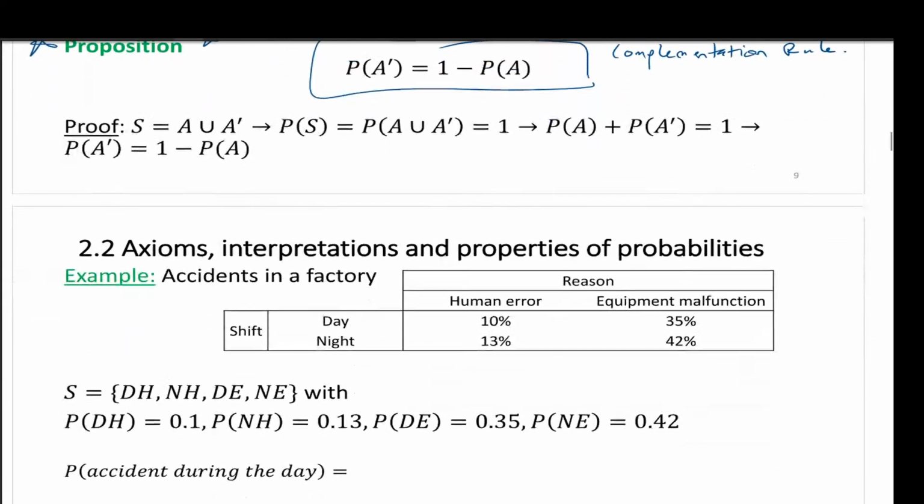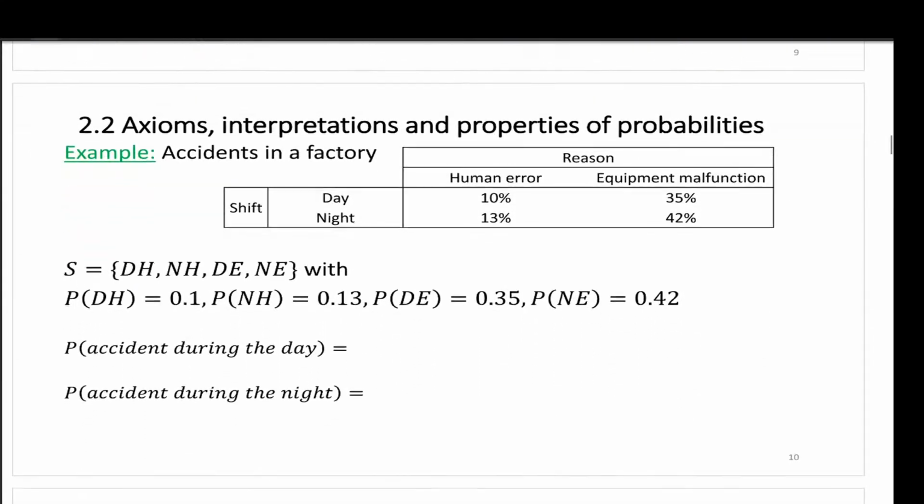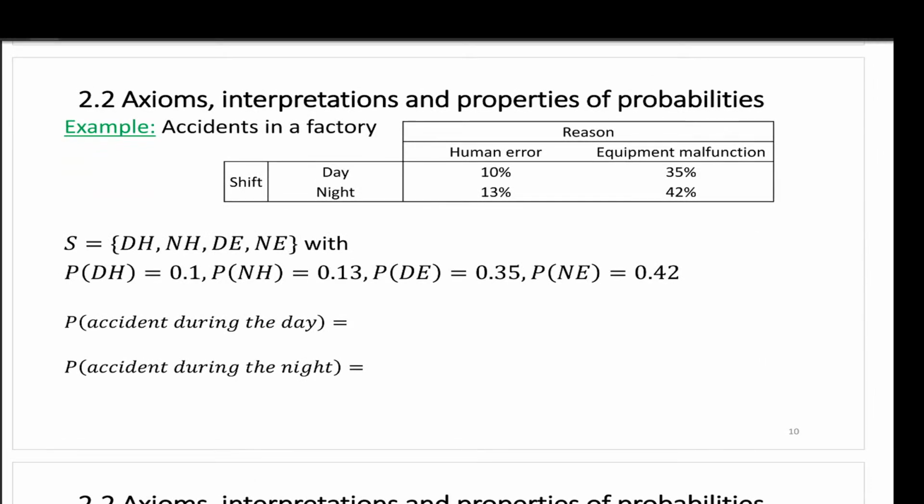All right, let's look at this example. It says accidents in a factory either occur during the day or occur during the night, and either they're a result of human error or equipment malfunction. So the sample space is day human, night human, day equipment, or night equipment. And we have the individual probabilities here, which are just the percentage of the errors.